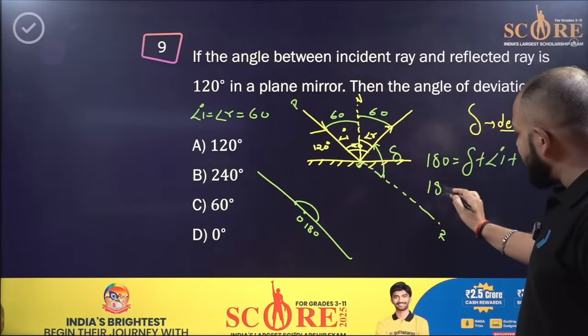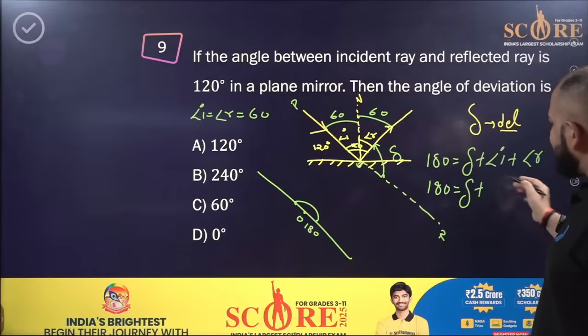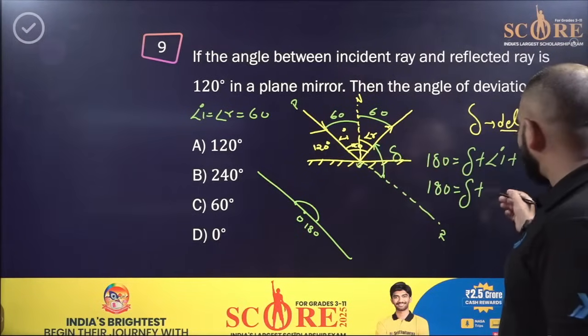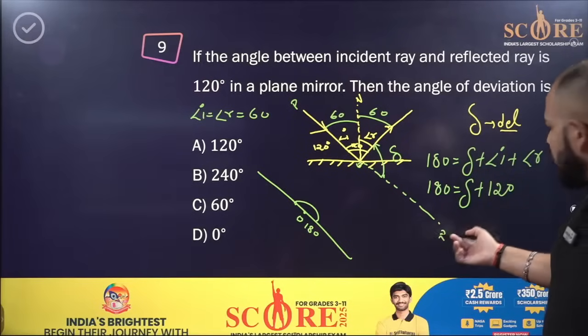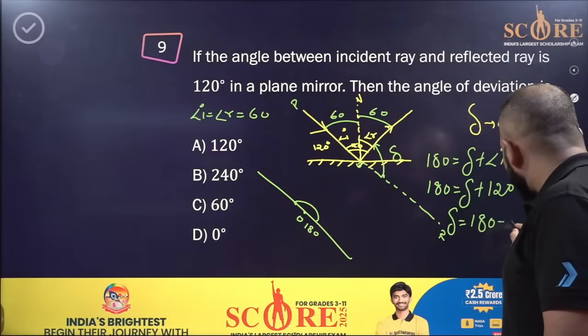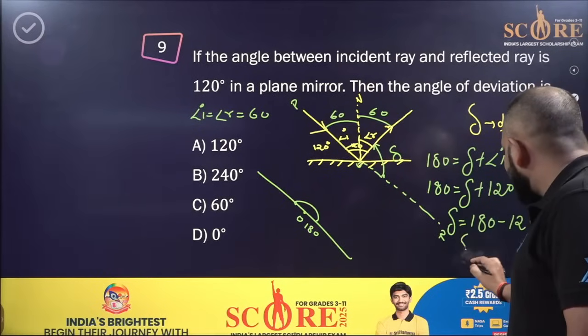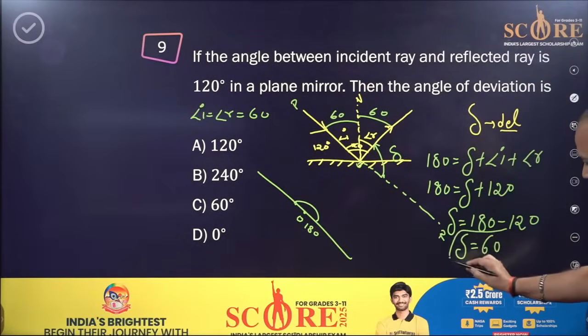So we have 180 here. This angle del is there. Angle I is 60 and 60. We have the I and R is equal. So we can write 120 completely, or we can write 2 of angle I. Okay, same. So this del will be equal to 180 minus 120. So this del will be equal to how much? 60. So that is the answer.